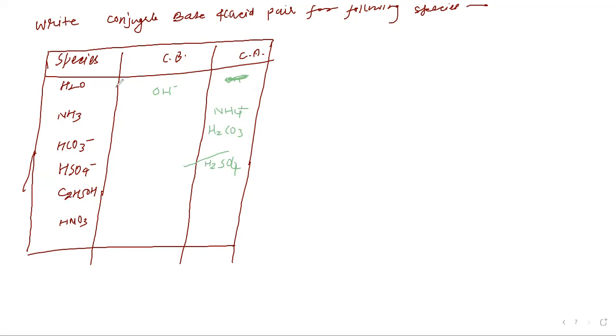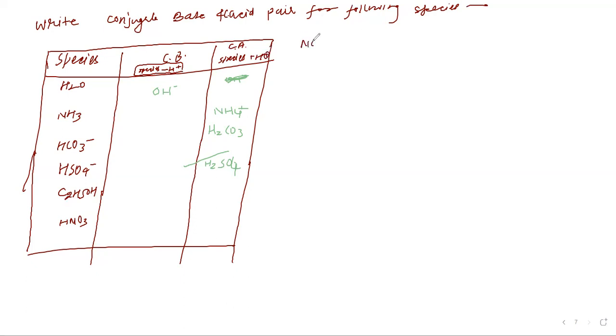See, in conjugate acid, what we write is base plus H plus. Whatever the species are there, you are adding the H plus. And here, whatever the species given, I am writing simply species minus H plus. Let me rewrite here. Conjugate acid: whatever species is there, in the species you add the H plus.